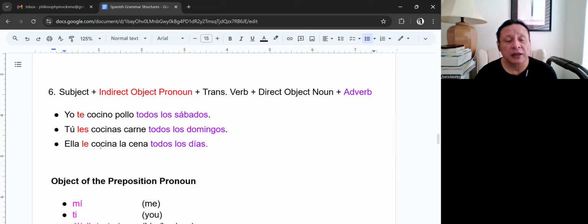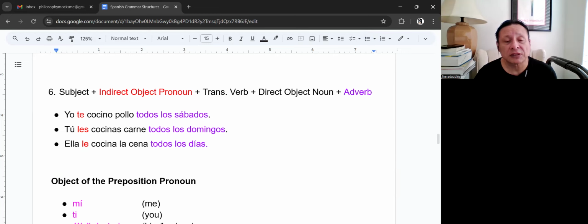Last example of this pattern. Ella le cocina. Le is singular feminine. So she cooks her, some other her, not the ella her. It doesn't refer to ella, it refers to another female or another woman or another girl. She cooks her la cena. La cena is dinner. Again, I'm not going to explain why we say la cena. It's just dinner. Every day. She cooks her dinner every day. Ella le cocina la cena todos los días. Todos los días. Okay, that's the sentence pattern. So when you have an indirect object, we throw it after the subject before the verb.